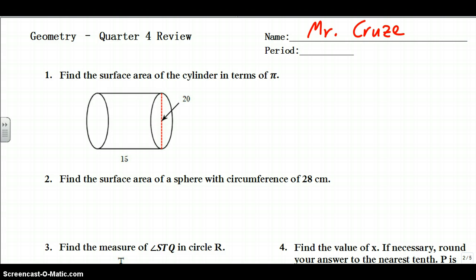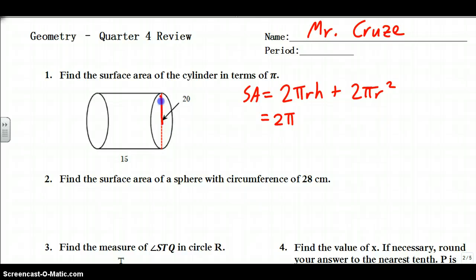So let's get started. Number 1, find the surface area of the cylinder in terms of pi. The surface area formula for my cylinder is 2 pi rh plus 2 pi r squared. You can look those up in your notes if you have to. You will be given a sheet of all these formulas, by the way. The radius: if this whole diameter is 20, that means the radius is 10, times the height of the cylinder, which is 15, plus 2 pi, well, the radius was 10, right?